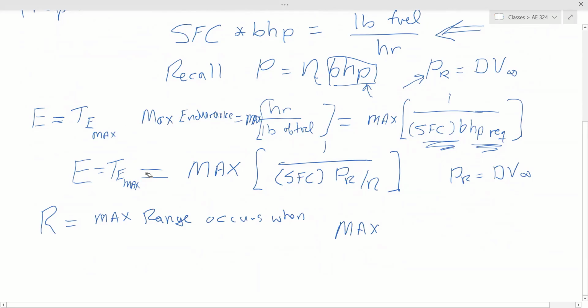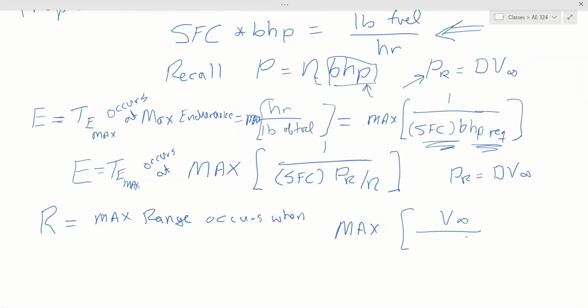Now I need to modify this as not an equal here. This occurs at, so the endurance occurs at the condition where we get that maximum. And we'll actually have to calculate a formula for the endurance and the range based on that. So hang on to that for a minute. So the max range occurs when we multiply the max endurance by V infinity, because V infinity is distance over time. So if we multiply that by the endurance time, then we get the total distance flown during that endurance flight.